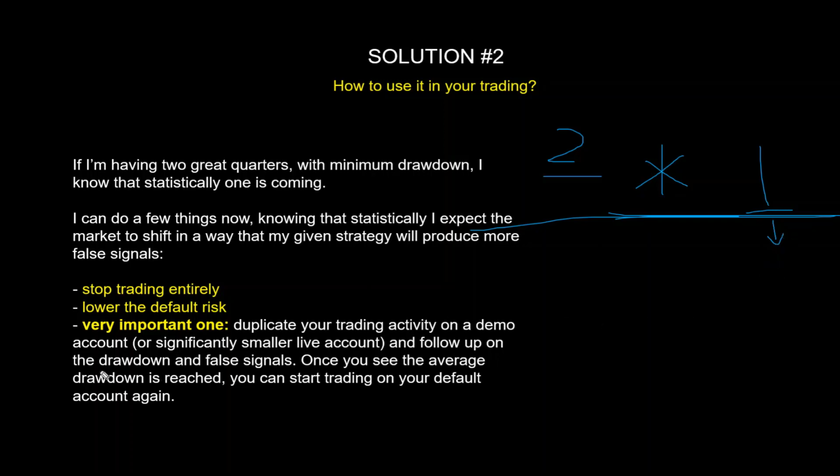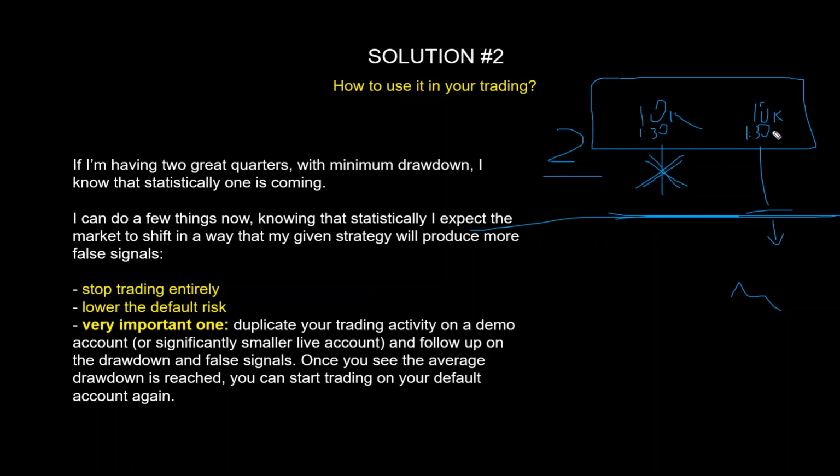And then you can see this drawdown happening. I'm talking about if this is a 10K account, this is a 10K account. If this is 1 to 30 leverage, this is 1 to 30 leverage. Just duplicate it like they're twins. Do absolutely the same thing simultaneously on both accounts. And when the time for these drawdowns is set to appear, you cut this one and you continue trading this one only. Then you can follow up on the drawdown.